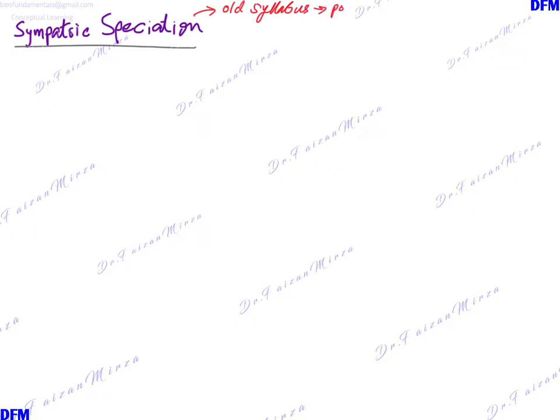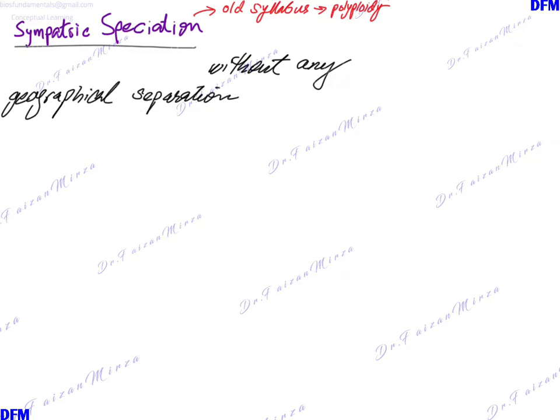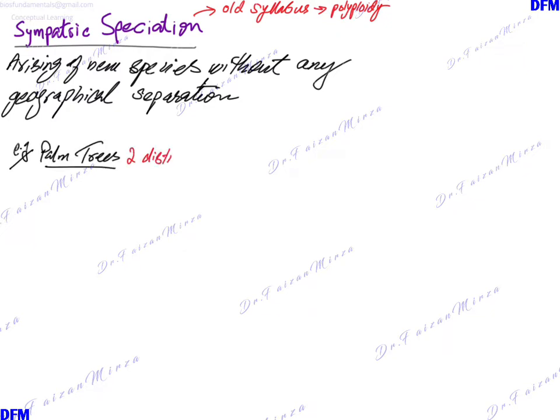Now, sympatric speciation, as we used to discuss with polyploidy, we are not discussing the idea of polyploidy anymore. We are discussing sympatric speciation, which occurs without any geographical barrier, because if a geographical barrier was involved it would be allopatric speciation. So sympatric speciation is the rising of new species without any geographical barrier. Now we are discussing how ecological separation or a behavioral separation can lead to sympatric speciation. Palm trees, there's an example of palm trees here.